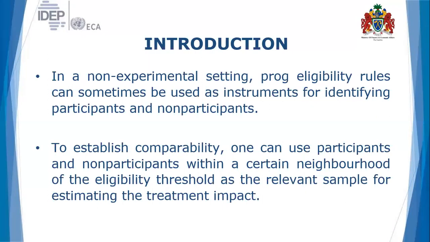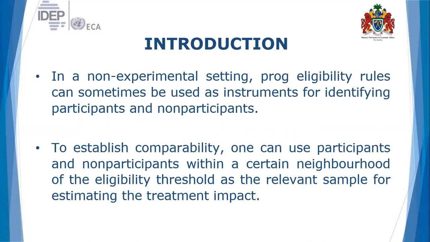Introduction. In an experimental setting, program eligibility rules can oftentimes be used as instruments for identifying participants and non-participants. So the rules play a key role in distinguishing who is eligible to participate in a program and who is not eligible to participate in the program.